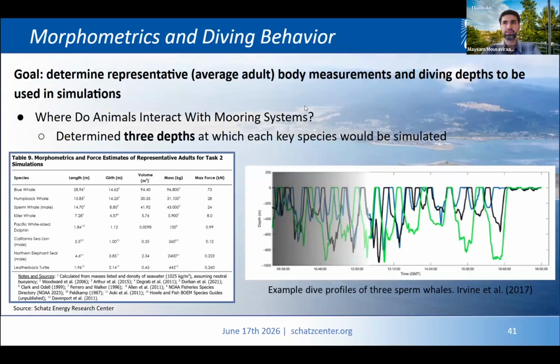We also compiled representative morphometric and diving data for the key species included in our simulations. These data included body length, girth, volume, mass, and typical diving depth. The diving depth is specifically important because the effects of an entanglement event can vary substantially with depth. For example, an entanglement near the surface may influence the fairlead and platform motions differently than an entanglement occurring hundreds of meters below the surface. So to account for this variability with depth, we selected 3 representative depths for each species, and those 3 depths correspond to shallow, intermediate, and deep diving scenarios. These depths were chosen to represent plausible entanglement locations based on the diving behavior of each species.